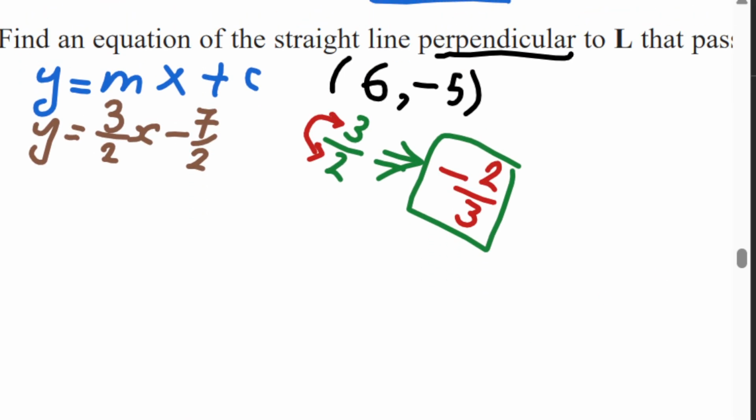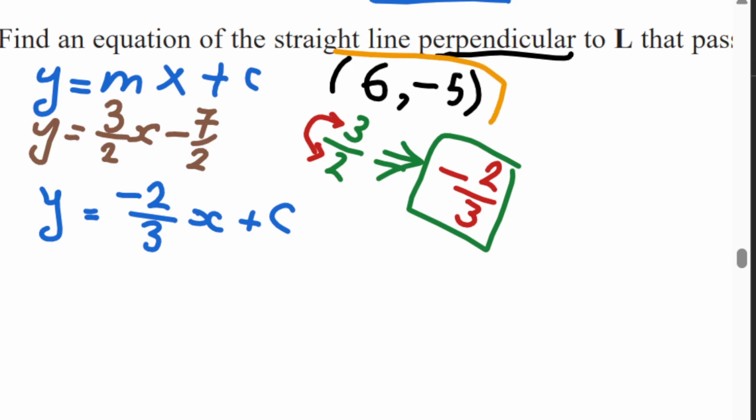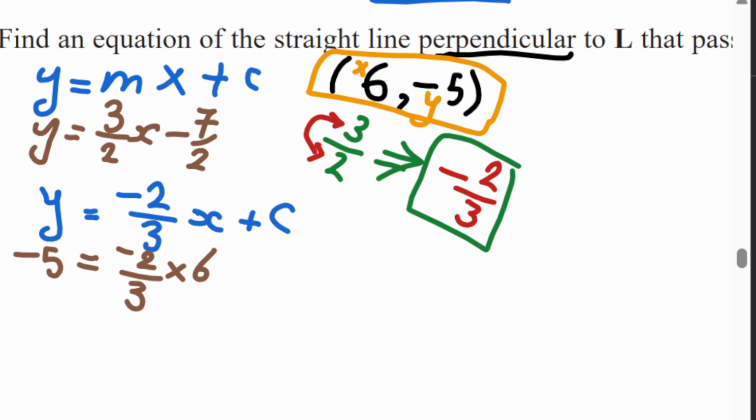So we got now the slope or the gradient of this line. We know the new line, the perpendicular line equation will be y equals negative 2 over 3 x plus c, because we don't know the y-intercept of this line. So how do we find c? We have this point here, 6 and negative 5. This is the value of x and this is y, right? So just plug them in. Instead of y, write minus 5 equals negative 2 over 3 x. Instead of x, write times 6 plus c.